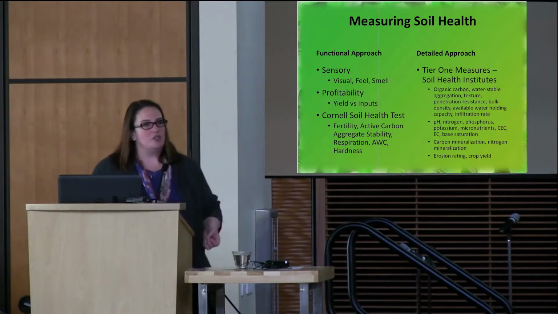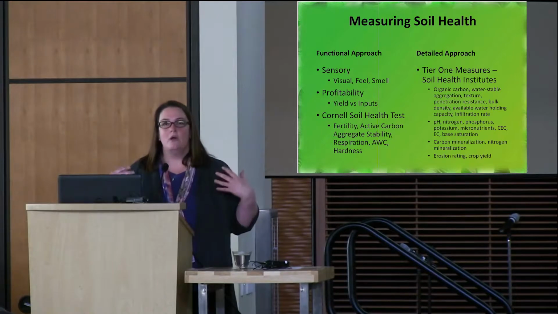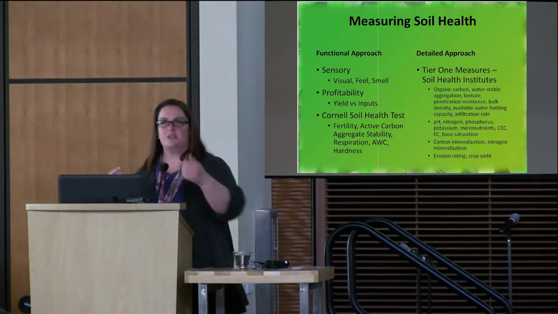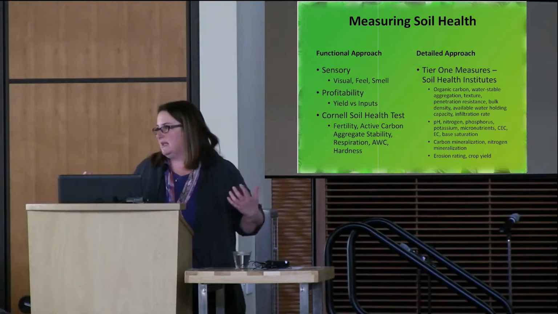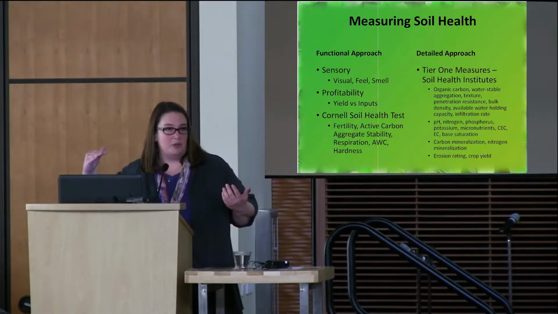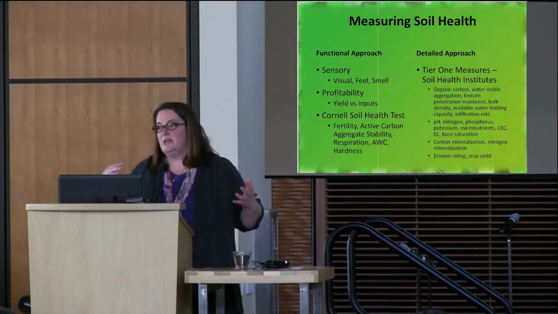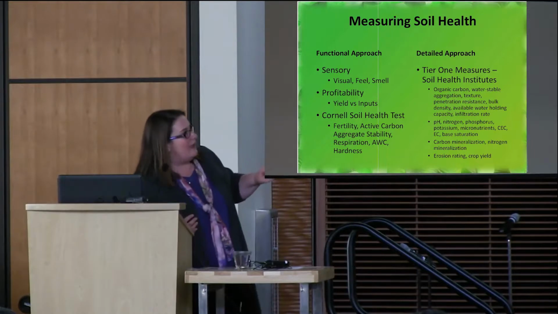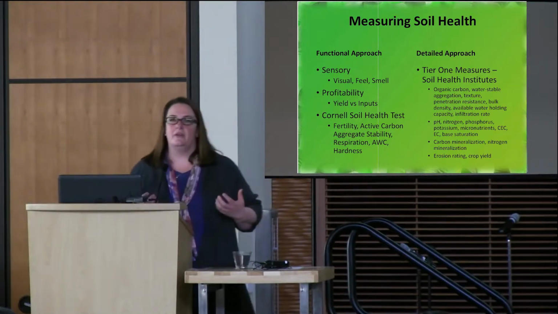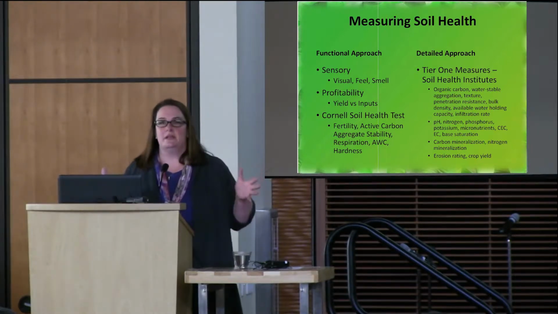We can also look at a functional approach of measuring profitability versus yield, right? And we know that as we improve soil health, because of that increased microbial activity, because of that increased cycling, there's a potential that we may reduce the amount of inputs, whether that be fertilizer inputs, or pesticide inputs, as we try and control those pathogens, as we try and control those weeds and those insects. So how do we manage that in soil health? Cornell Soil Health Test. I like the Cornell Soil Health Test because I'm a functional approach kind of girl, and that's what it attempts to do, right?